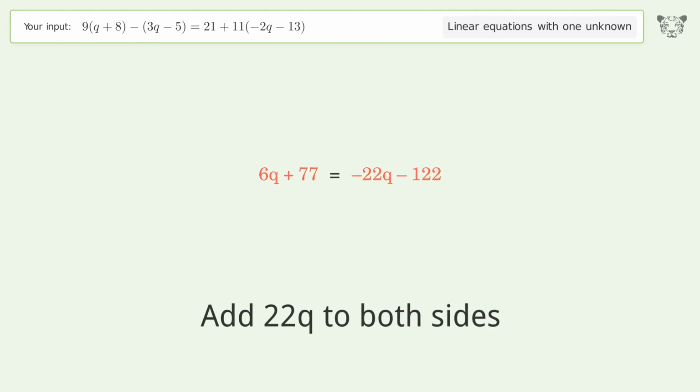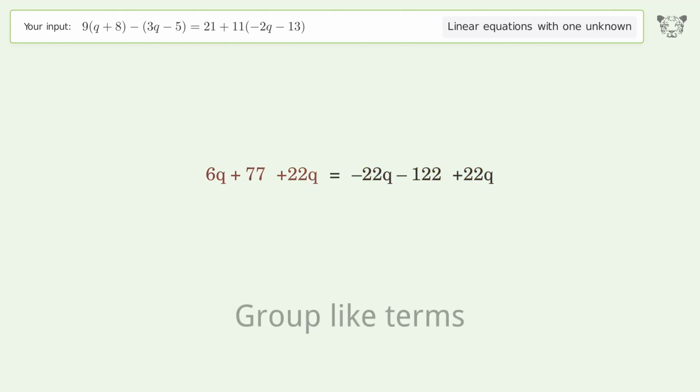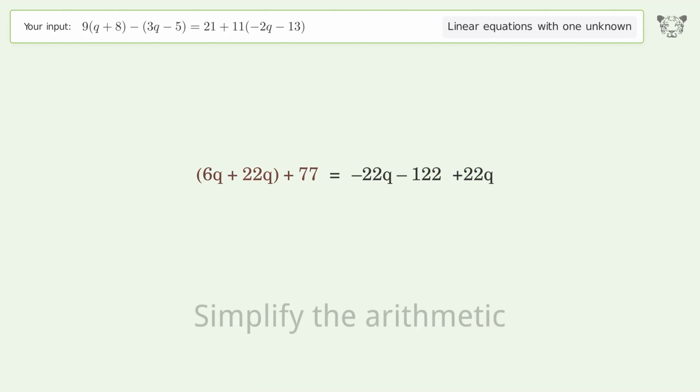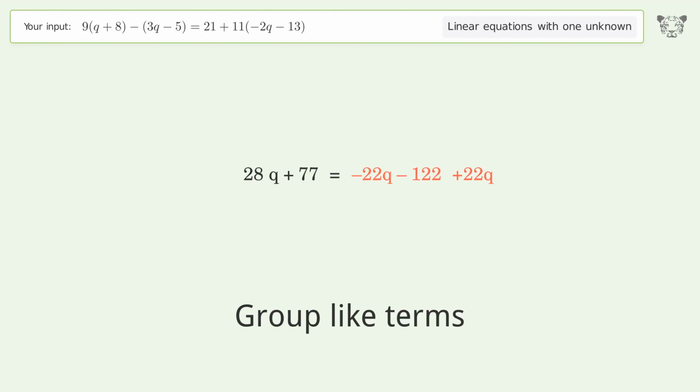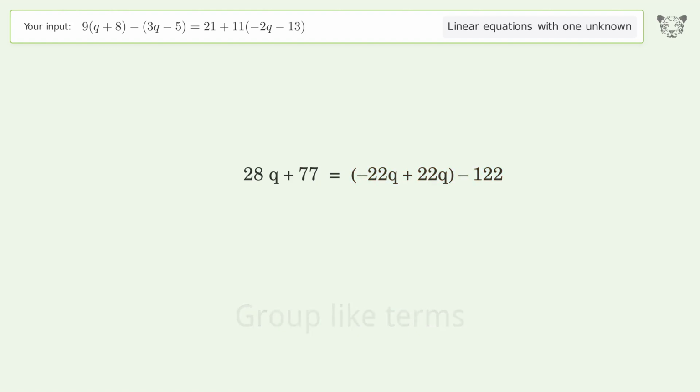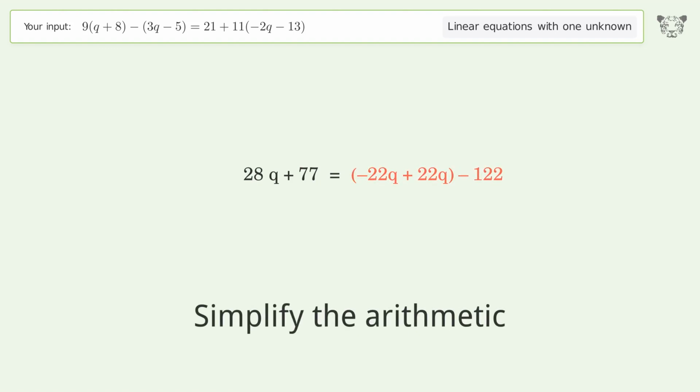Add 22q to both sides. Group like terms. Simplify the arithmetic. Group like terms. Simplify the arithmetic.